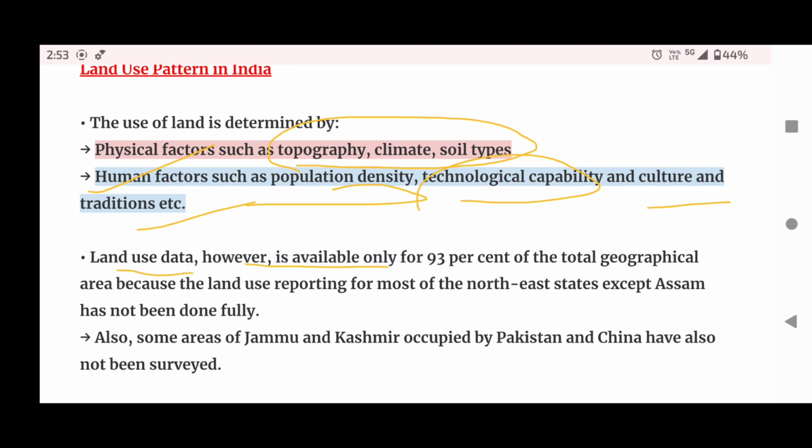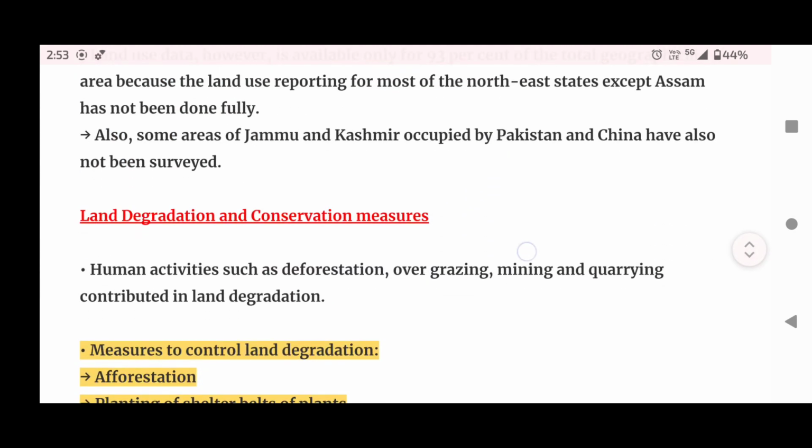Land use data, however, is available only for 93% of the total geographical area because the land use reporting for most of the northeast states except Assam has not been done fully. Also, some areas of Jammu and Kashmir occupied by Pakistan and China have also not been surveyed.